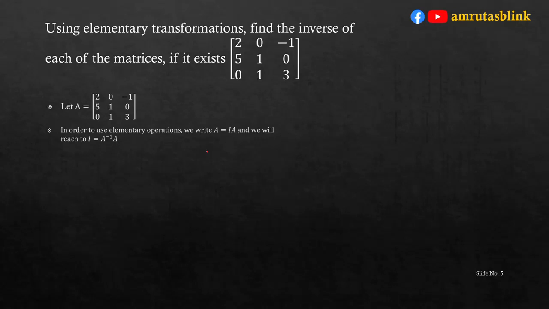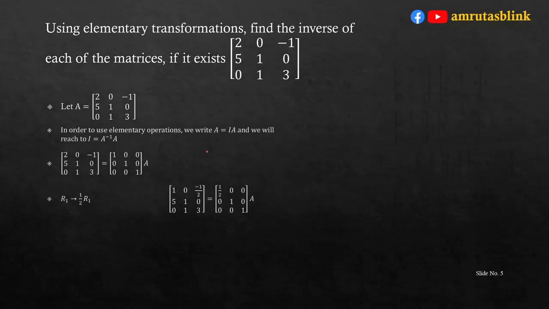So we should start from A is equal to IA, and we will reach up to the step of I is equal to A inverse into A. Now here the given matrix A is of the order 3 by 3. So the identity matrix which we would be taking into consideration should also have an order of 3 by 3. Hence we will write 2, 0, minus 1, 5, 1, 0, 0, 1, 3 is equal to 1, 0, 0, 0, 1, 0 and 0, 0, 1 into A.